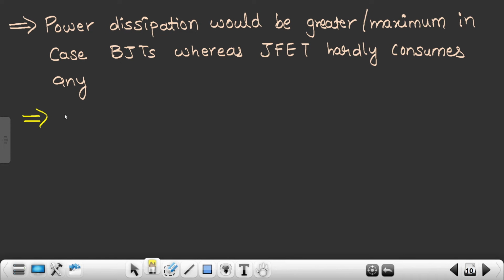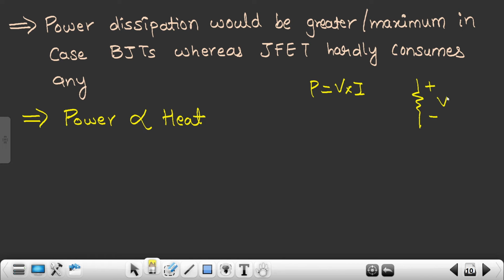Why? Because we all know power generated or power dissipated is proportional to the heat, right? So if the heat is increasing, that means power is dissipated by that particular resistor, right? If I increase the power or voltage across that resistor, we all know P is equivalent to V into I. So suppose there is one resistor, and I keep increasing the voltage across it, you can see that after some time this resistor will burn out.